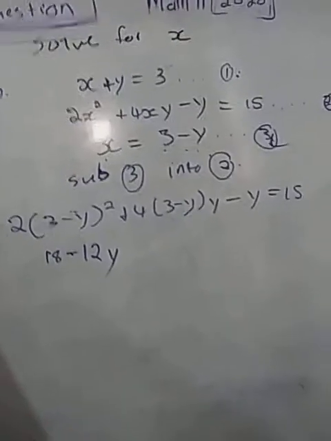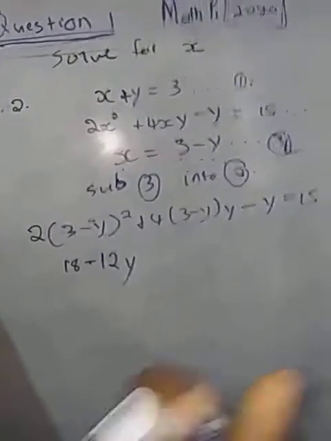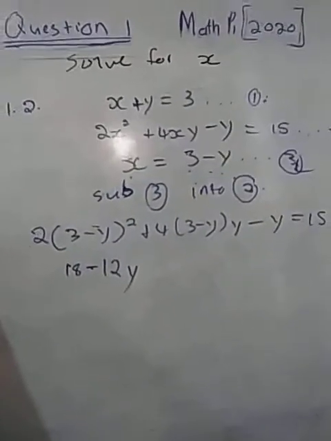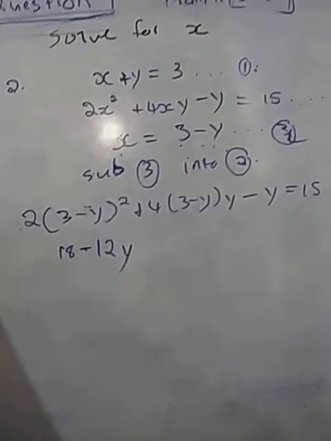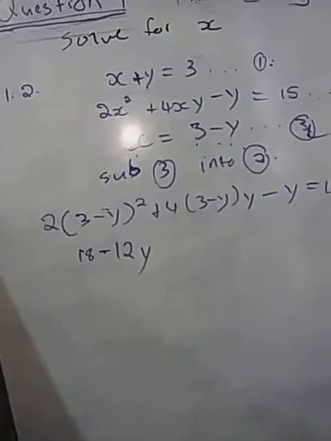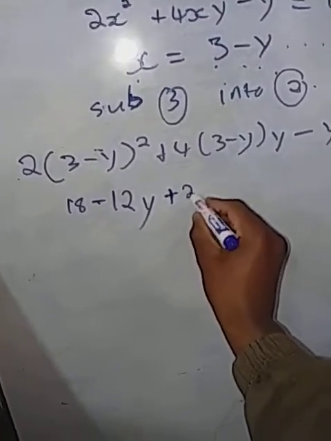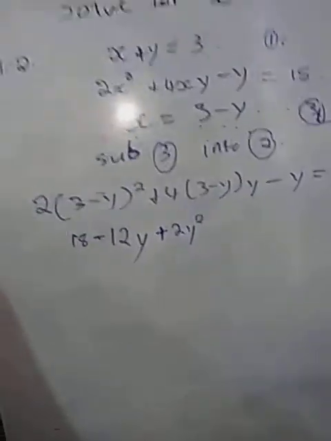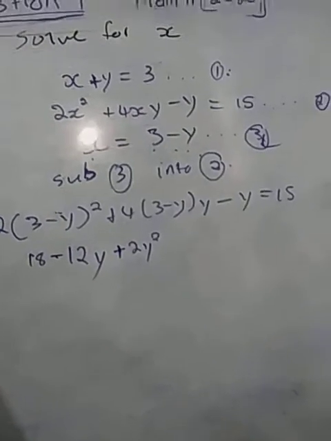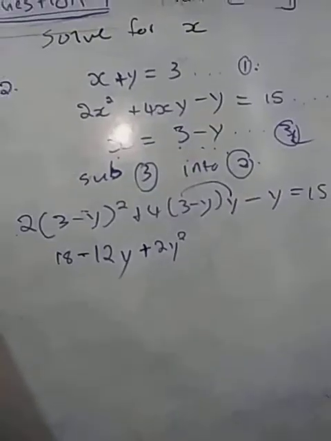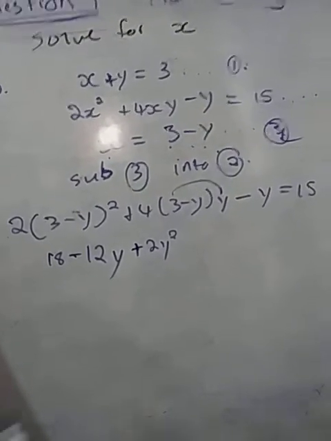Hey, mathematics is interesting, guys. Just do those things in your head and you'll enjoy it and feel the connection. Then negative y multiplied by negative y is y squared, and y squared multiplied by 2 is a plus 2y squared. Then here you can just say 3 multiplied by y is 3y, multiplied by 4.